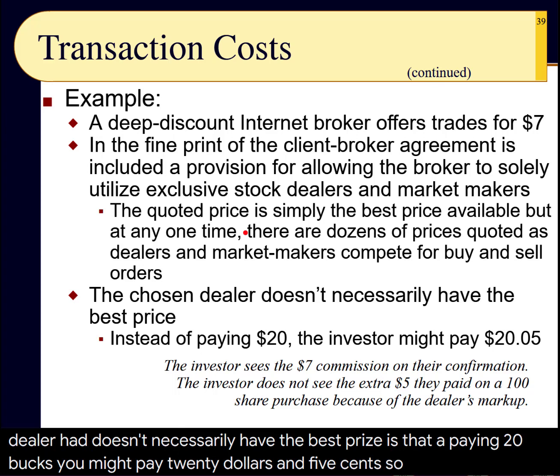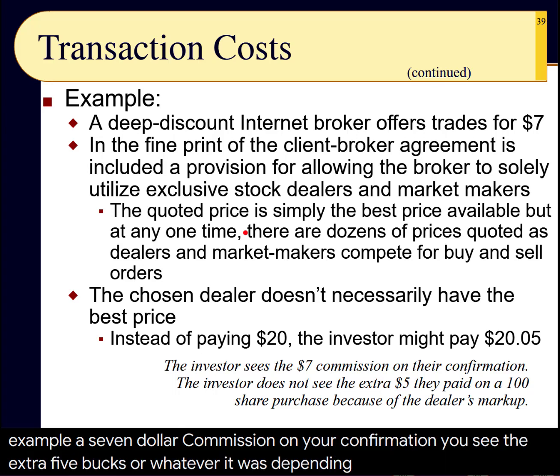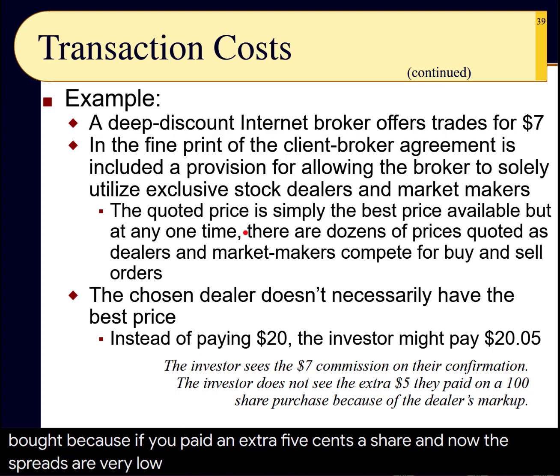So you see, for example, a $7 commission on your confirmation. You don't see the extra $5 or whatever it was, depending on how many shares you bought. Because if you paid an extra 5 cents a share, and now the spreads are very low, but there are billions of transactions a day.